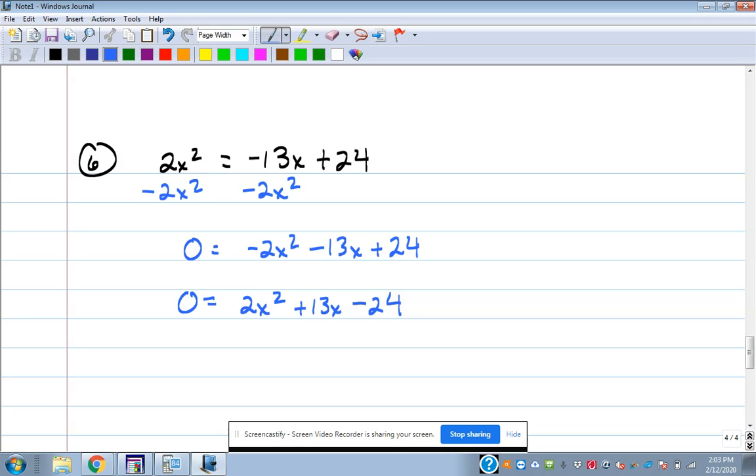If you had moved the 13x and the 24, you'd have ended up with the exact same trinomial factor. It's no different there. So maybe just a different way of going about it. So we got 2 times negative 24 is negative 48. Got to add to be positive 13 though. That's a little different.